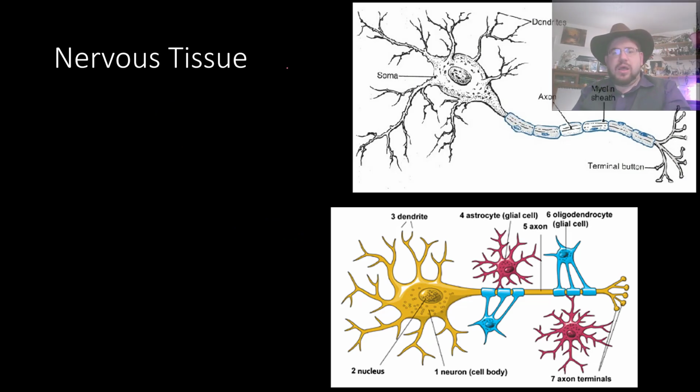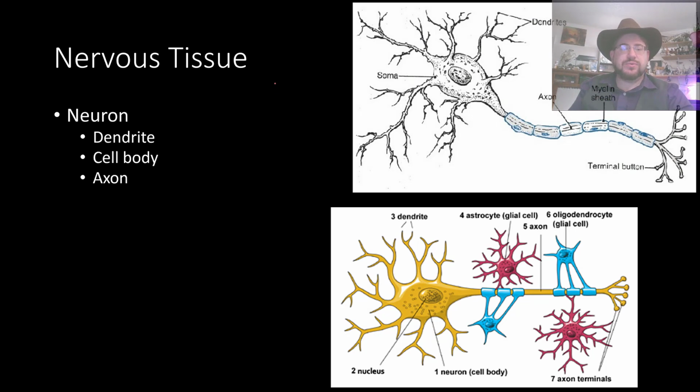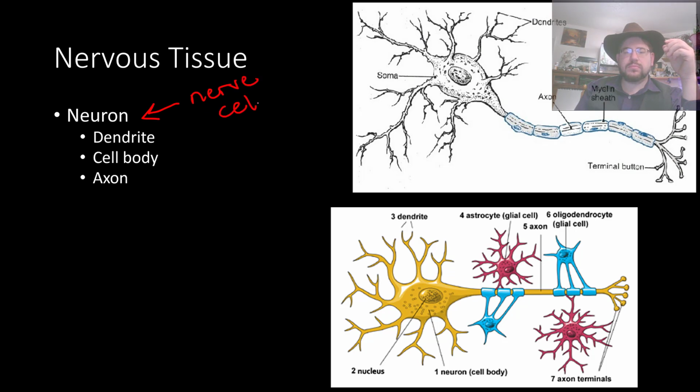All right, and on to nervous tissue. So, nervous tissue. The cell of nervous tissue is the neuron. This is the nerve cell. Right? It consists of 3 distinct regions.